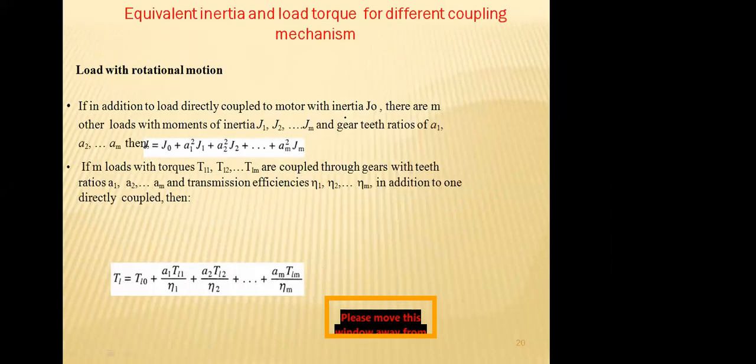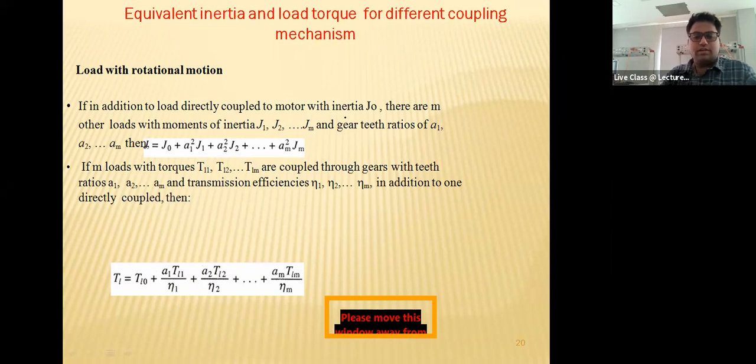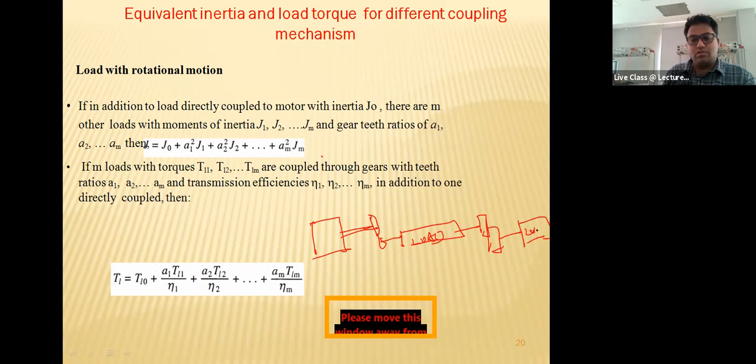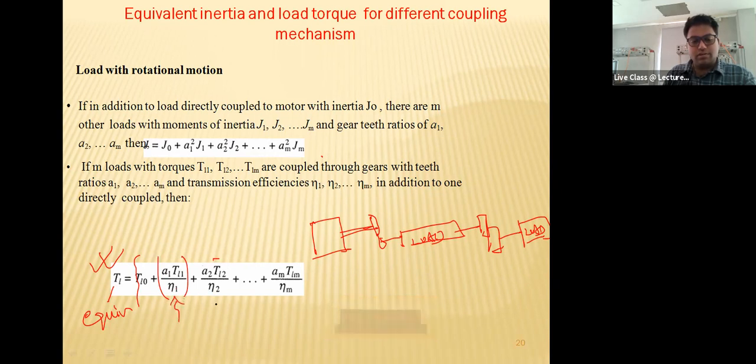Okay. So what if a number of such things are coupled to one such rotating object? Say you have a motor and you have this gear connected to this load. Then you have another gear connected to another load, and another gear connected to another load. What would this be? This would simply be this equation, TL equivalent, equal to TL naught plus A1 TL1 eta1, where that is the efficiency for the first load coupled. Then this is the next, this is the next. So this should be a sequence.